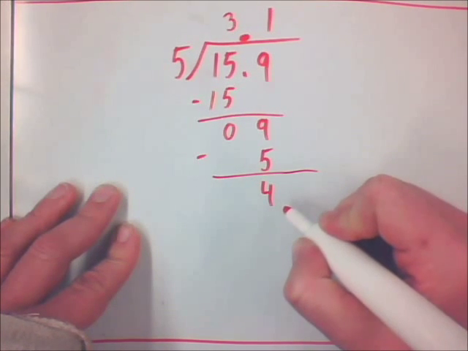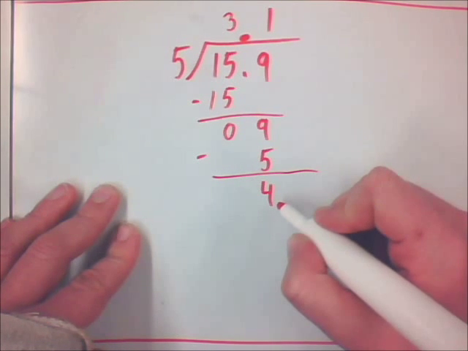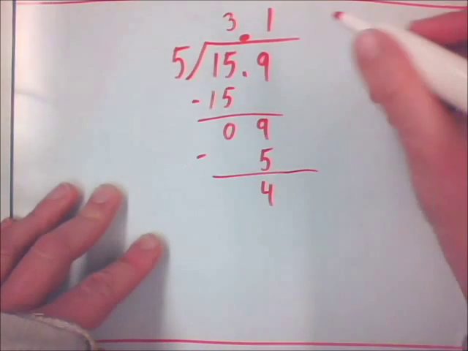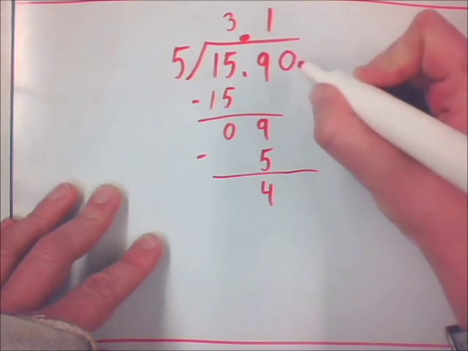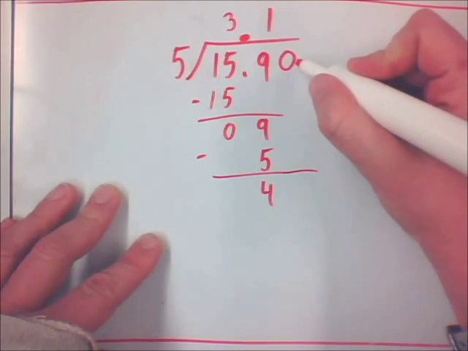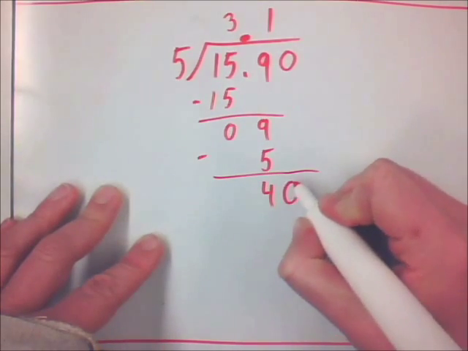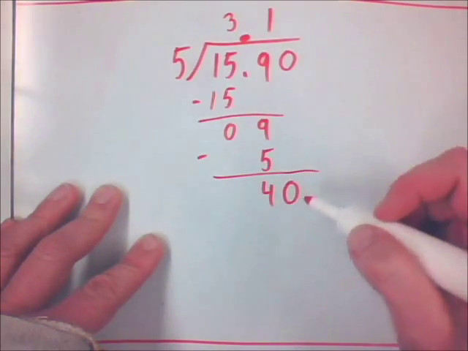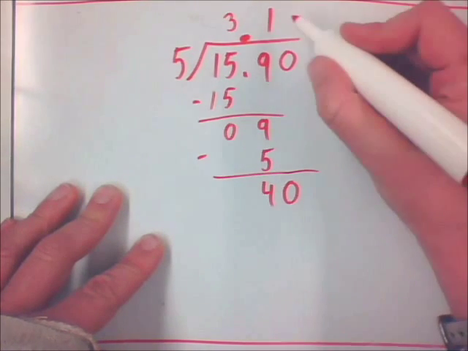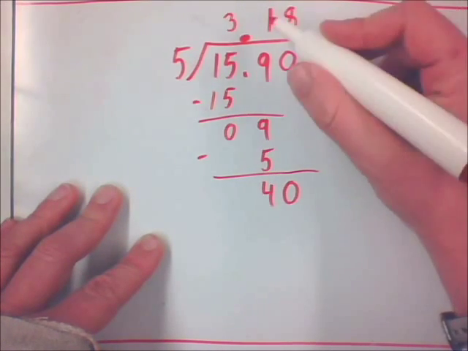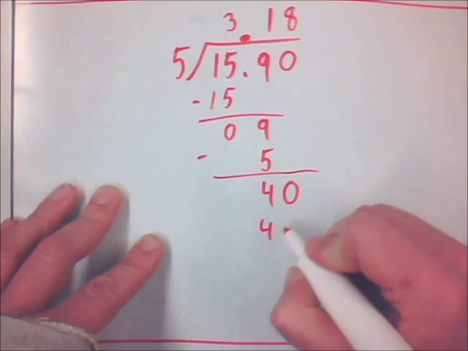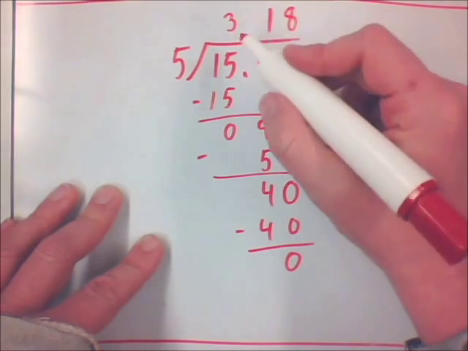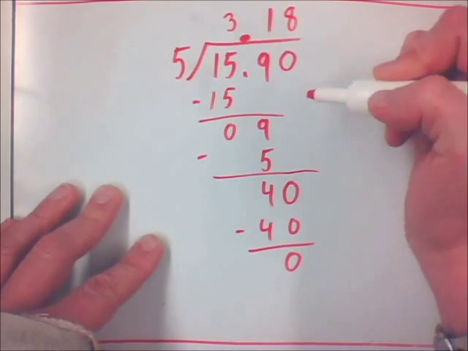I still have a remainder here on my page, and I can't leave it at a remainder when I'm dividing by decimals. So I've got to keep going. So in order to keep going, I've got to write a 0 up here in the dividend, and then I can bring that 0 right down into the 4 to make this 40. So now I can do 5 into 40. And 5 times 8 is 40. So I put the 8 up at the top, I write the 40 down below, I subtract, and I end up with a 0 remainder. So the answer is 3.18.